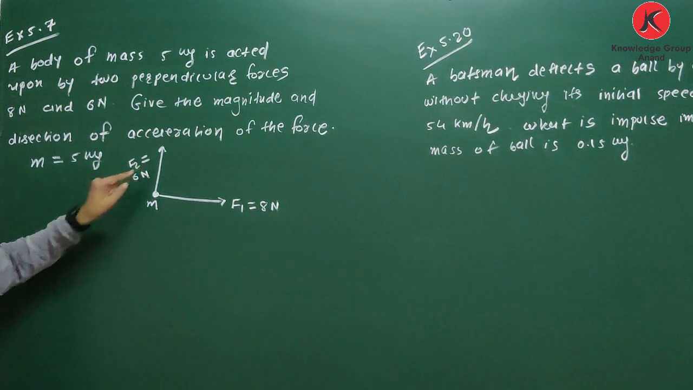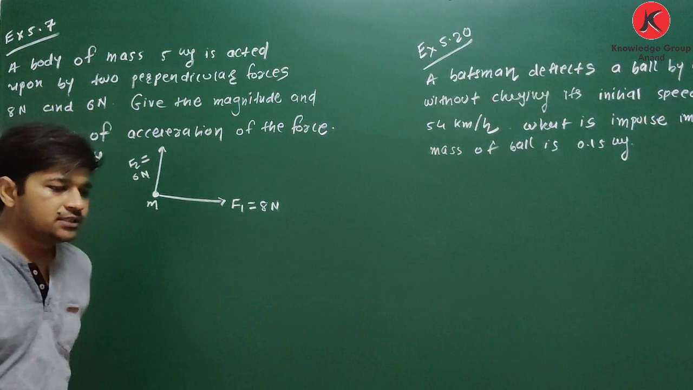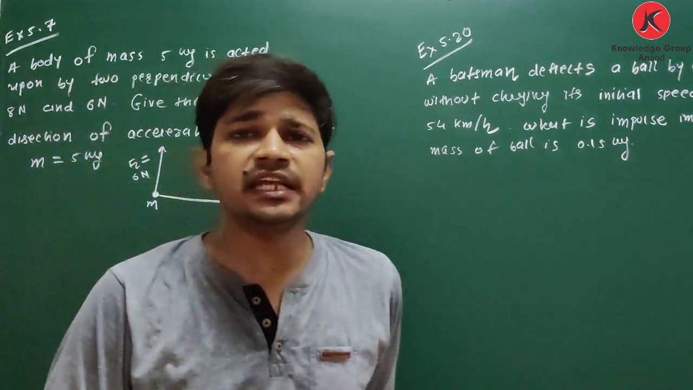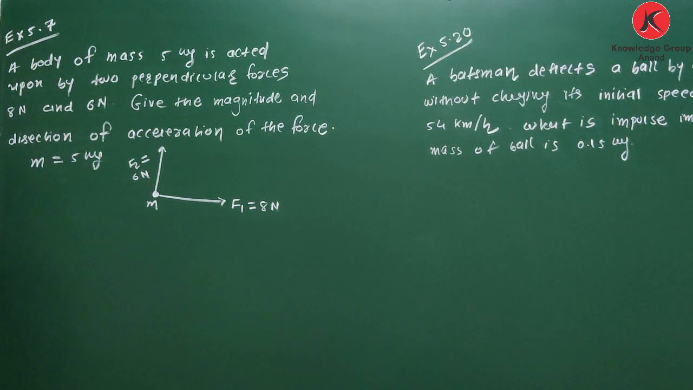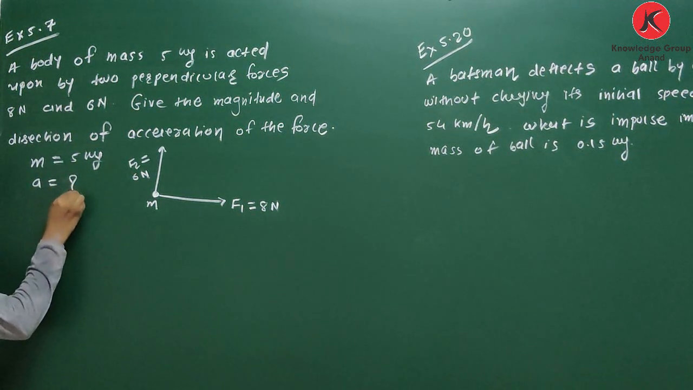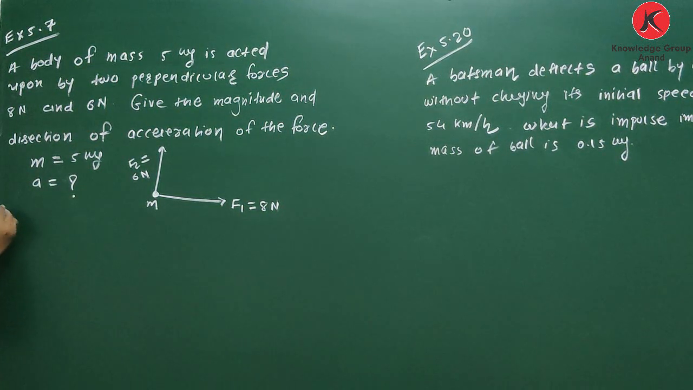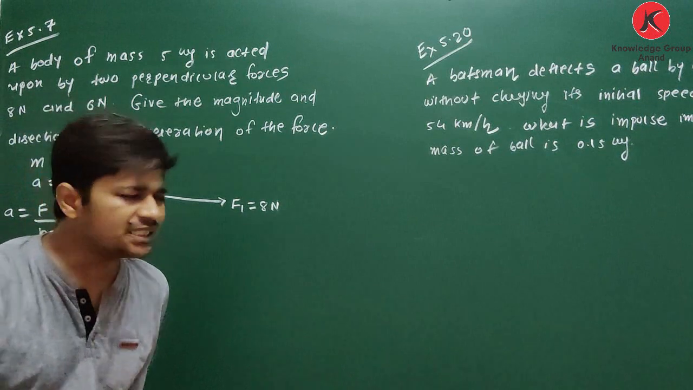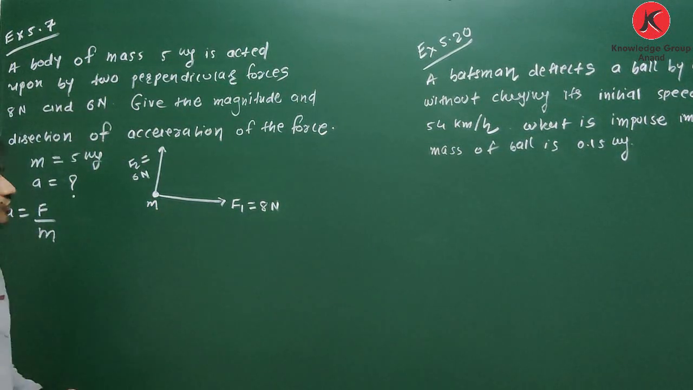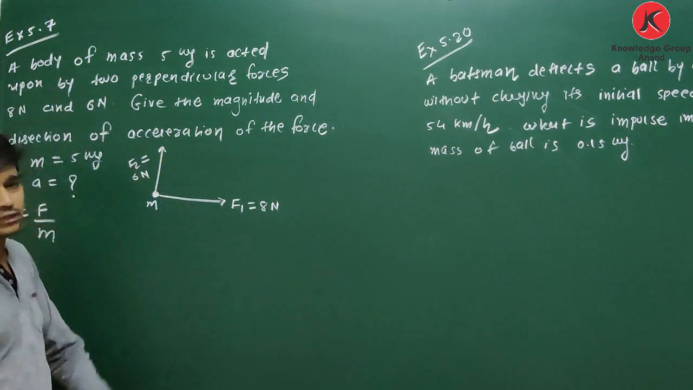Two forces are acting, but these two forces are not acting in the same direction. You are given mass and you have to find acceleration. You know the equation: acceleration is equal to force upon mass. But what about force? You have to find the resultant of these two forces.